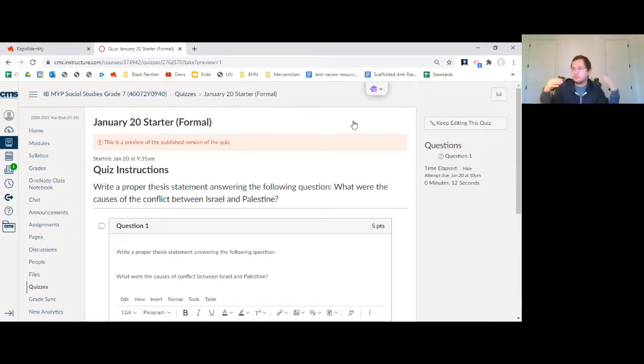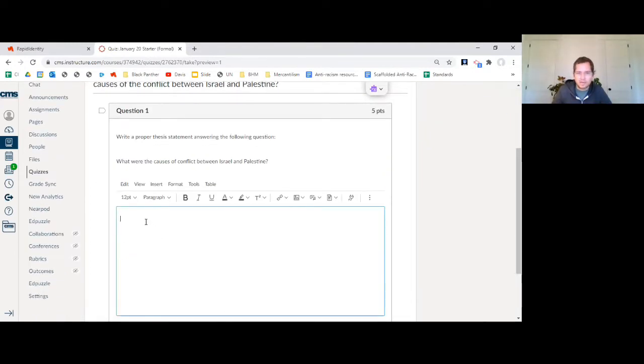You developed and you found all of the reasons for it based on the documents yesterday and the buckets and the chicken foot. And now you're going to take that and rewrite it right here. Again, write a proper thesis statement answering the following question. What were the causes of conflict between Israel and Palestine? Okay. Go ahead and write that in there now.